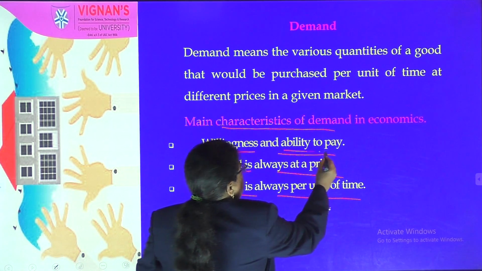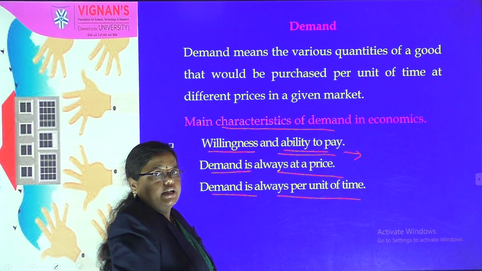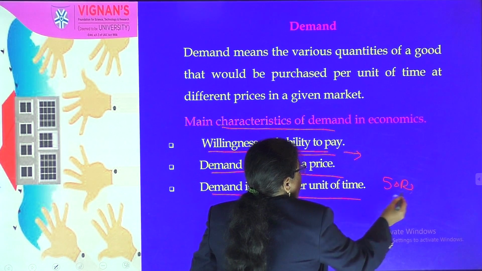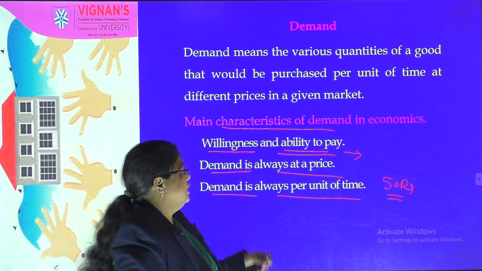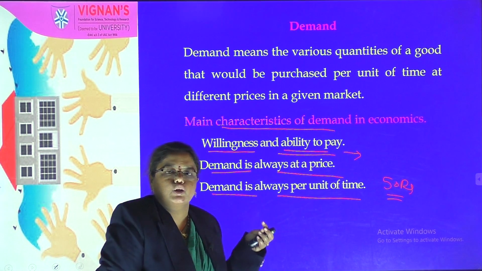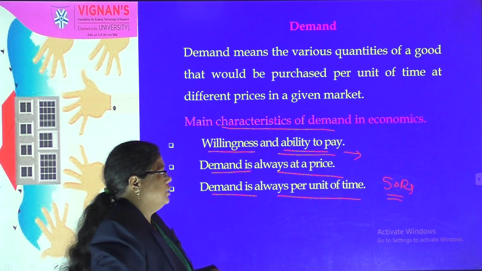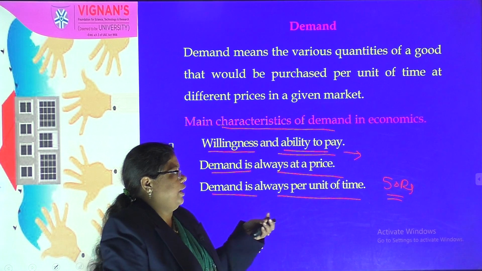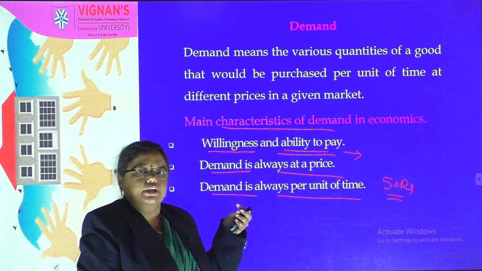Ability to pay means, suppose the commodity price is 50 rupees and we have only 25 rupees, then we are not able to purchase that product. Suppose we have 50 rupees, then we have the ability to pay, or the ability to purchase that product.